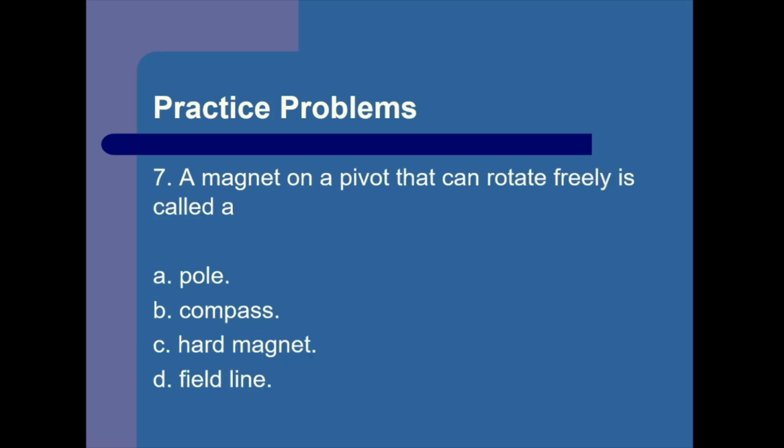Practice problem number 7 says a magnet on a pivot that can rotate freely is called a what? It is called a pole, a compass, a hard magnet, or a field line. Well, the answer to that is going to be compass. So a compass is basically, once again, a magnet needle that can pivot on the center and can rotate freely. So that's a compass.